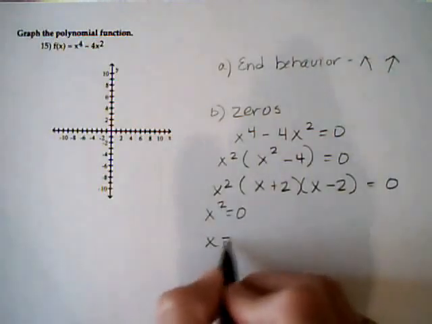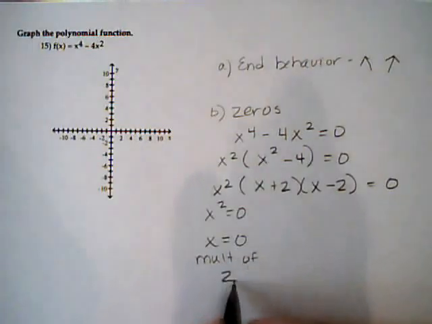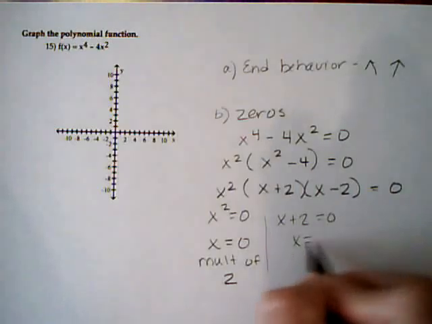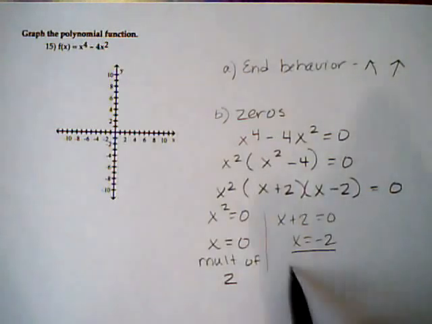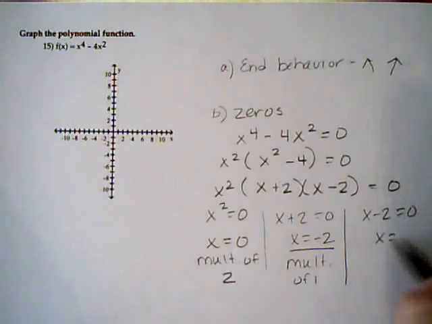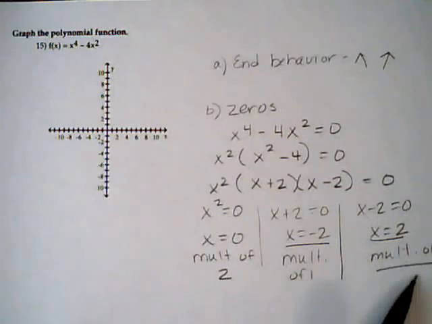x squared equals 0 means that x equals 0, and this has a multiplicity of 2 because it occurs twice. Okay, then x plus 2 equals 0 gives me x equals negative 2, and that would have a multiplicity of 1. Then x minus 2 equals 0 gives me x equals 2, and that also has a multiplicity of 1. Okay, remember we'll use these things to help us graph, because that will tell us the behavior of the graph at each one of the zeros.